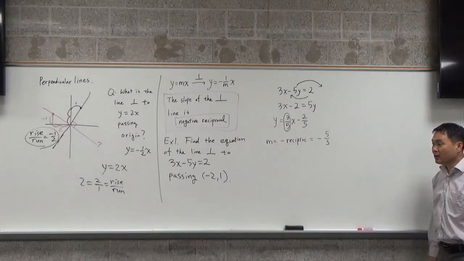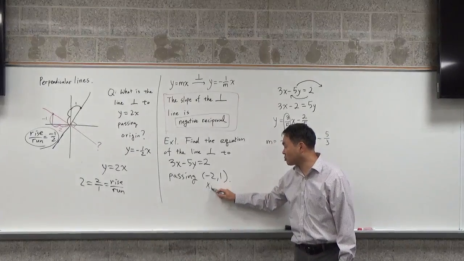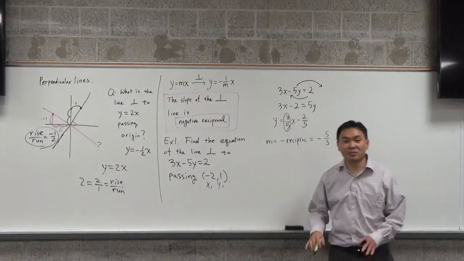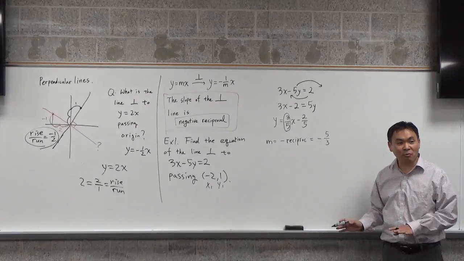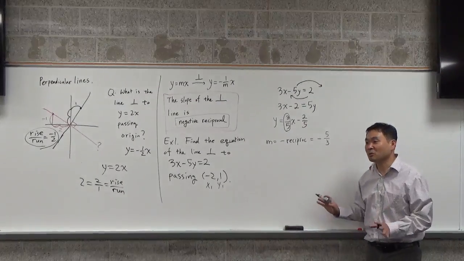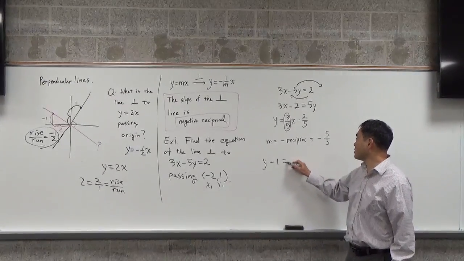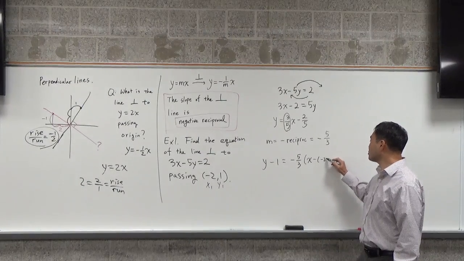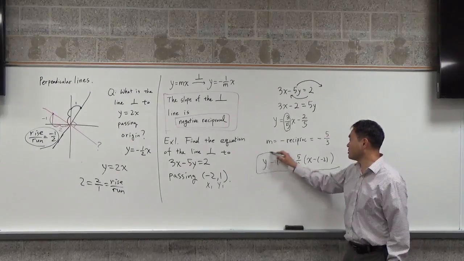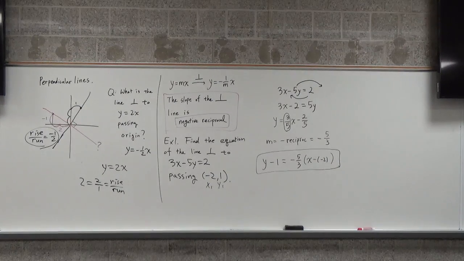Okay? And because it passes through (-2, 1), which we're going to call x1 and y1, and as I said, we always root for the point-slope form, and we just stop there. You don't have to go further. Just say y minus 1 equals negative 5 over 3 times (x minus negative 2). Done. That's the answer. Okay? Pretty simple, right?